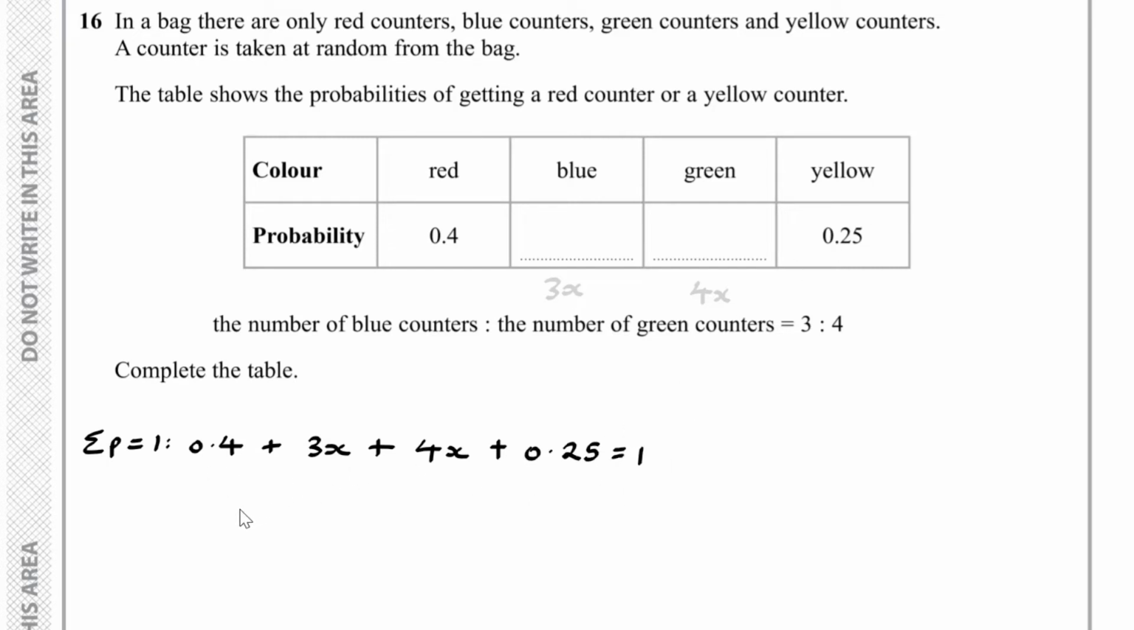So if we tidy all this up, 7x plus 0.65, that's equal to 1. 7x, that's equal to 0.35, and if I divide through by 7, x is equal to 0.05. So 3 times 0.05, that's equal to 0.15, and 0.05 times 4, that's 0.2. So this here is our completed table.